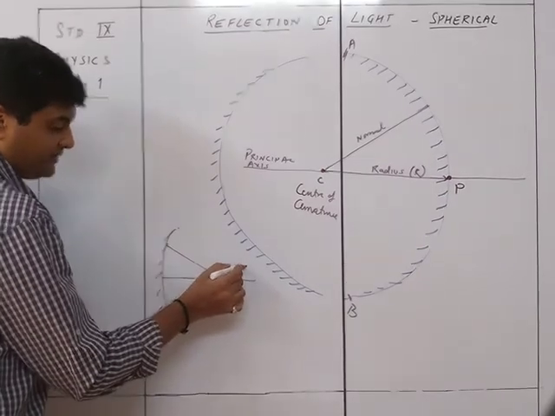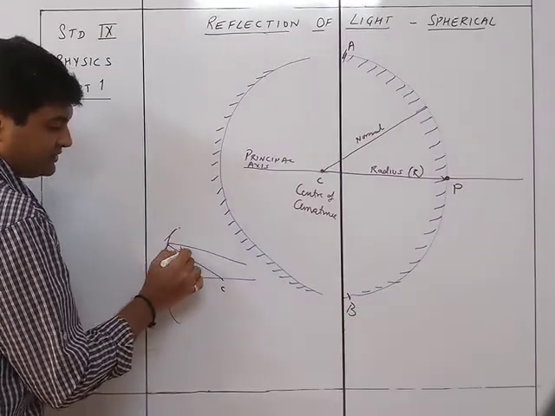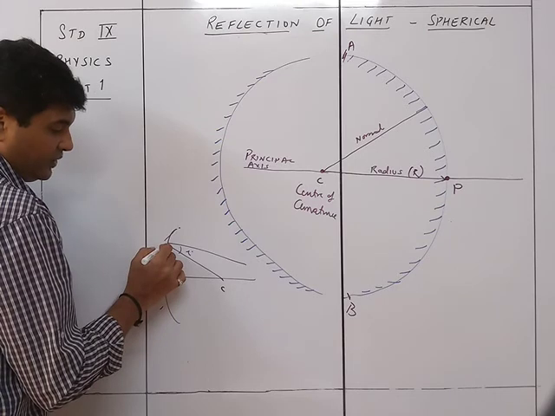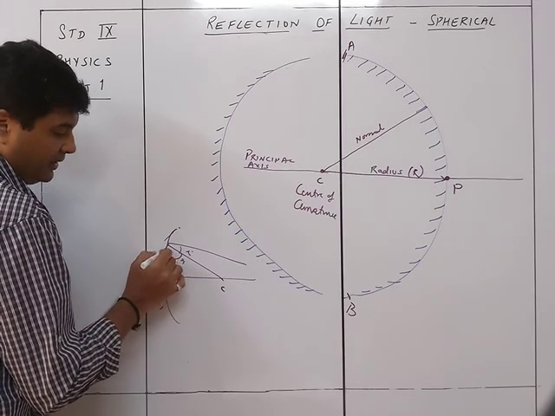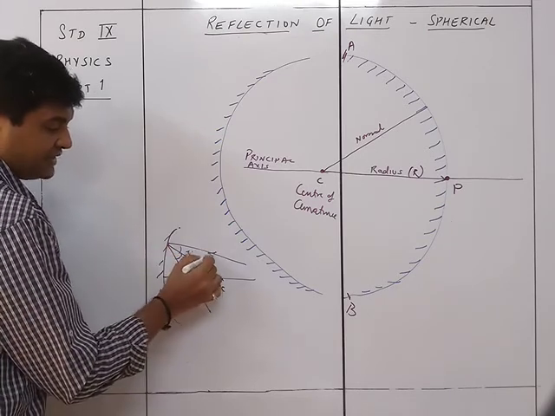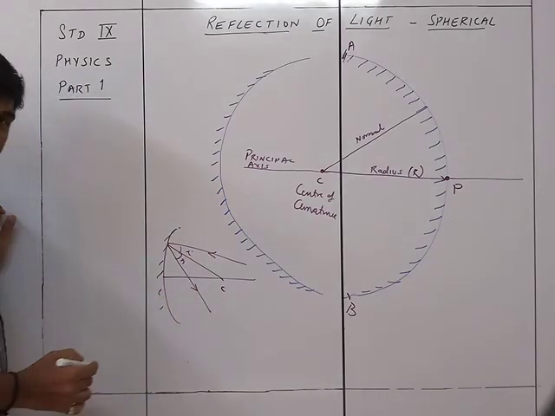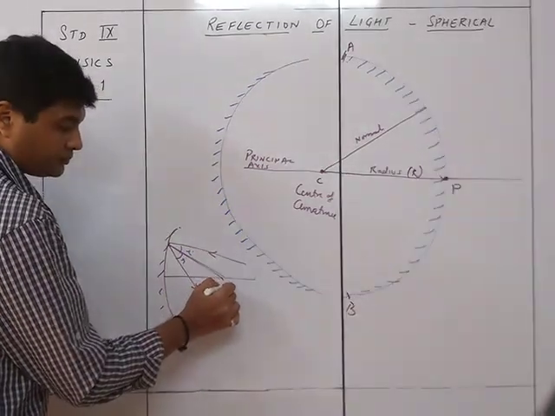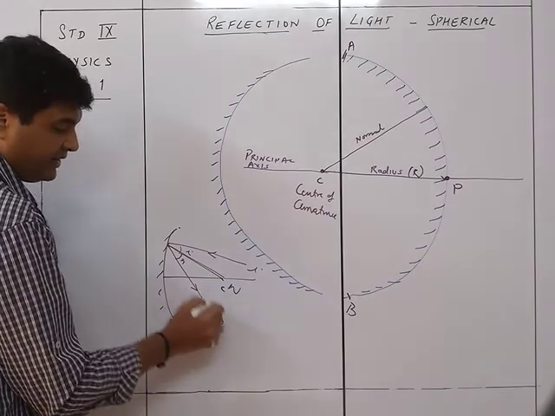So if a ray of light is coming like this, I need to find out this angle of incidence, and then I need to find out another angle over here, R, and draw the line like this. So if this is the incident ray, this will be the reflected ray, because this is the normal. This is the incident ray, this is the reflected ray, this is the normal.